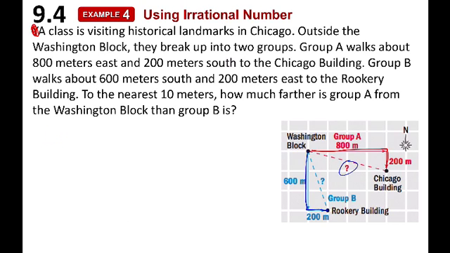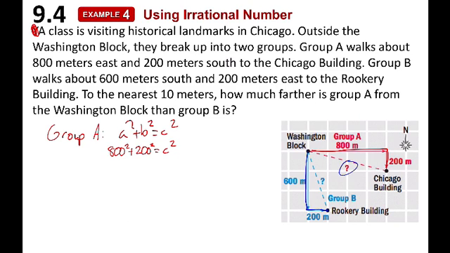Let me switch colors to coordinate. So red, we had Group A. Now to figure out that hypotenuse, that's what we were talking about yesterday with the Pythagorean theorem of a squared plus b squared equals c squared. So the two legs squared equals the hypotenuse squared. So a squared, one of our legs, that's 800 meters squared, plus the other leg, 200 meters squared, is going to be equal to c squared.